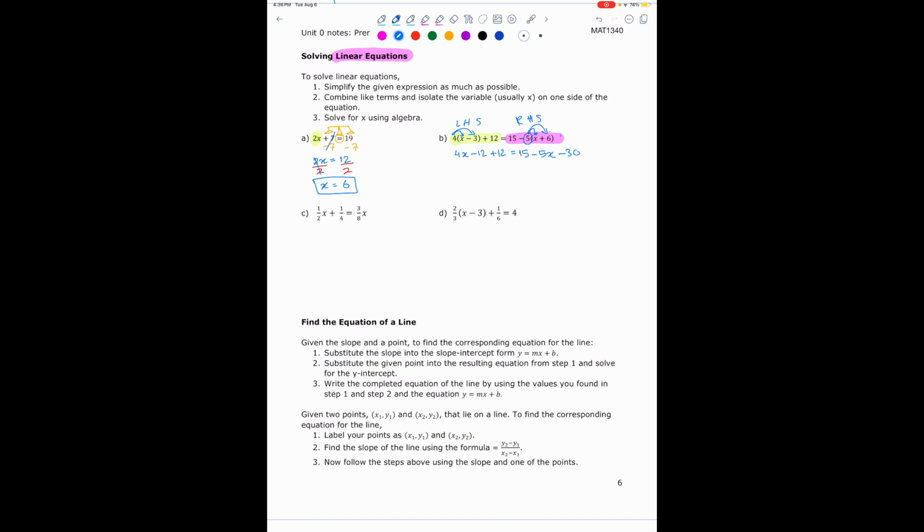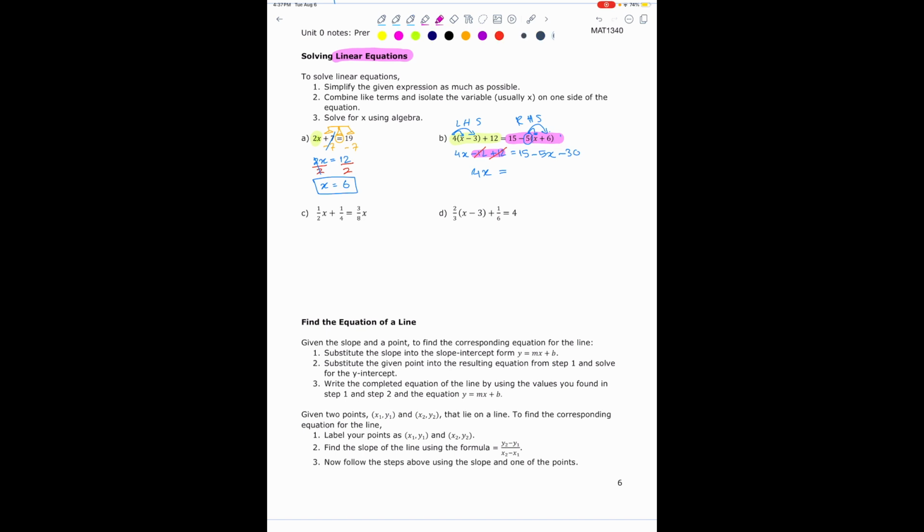4x minus 12 plus 12. I noticed that minus 12 plus 12 are like terms, so I'm going to add them together. They actually cancel out because one is positive and one is negative. So I will end up with 4x on the left-hand side equals 15 minus 5x minus 30.